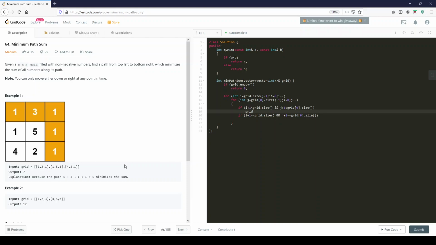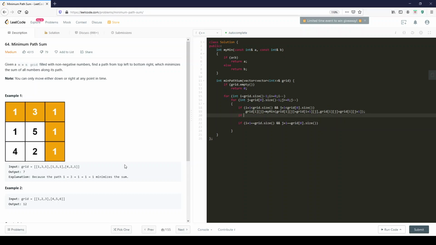That means grid[i][j] equals, now it's the minimum, my min of grid[i][j] plus grid[i plus 1][j], or, right after that comma, or grid[i][j] plus grid[i][j plus 1]. Okay, don't try this at home, kids.